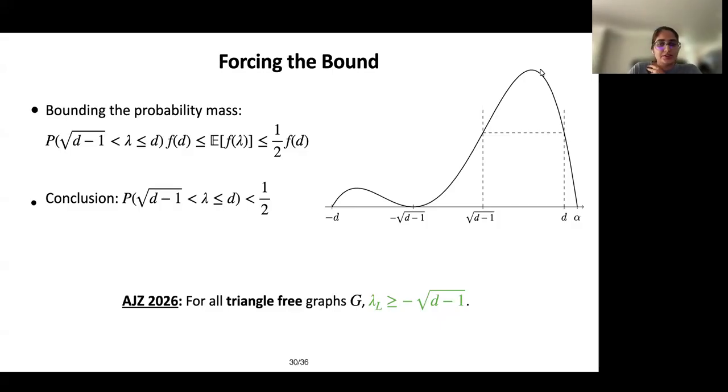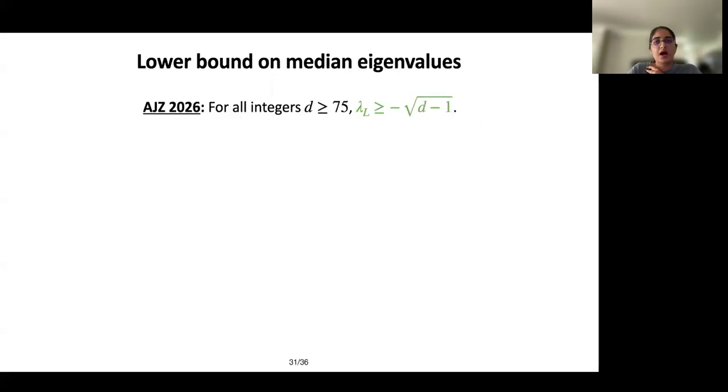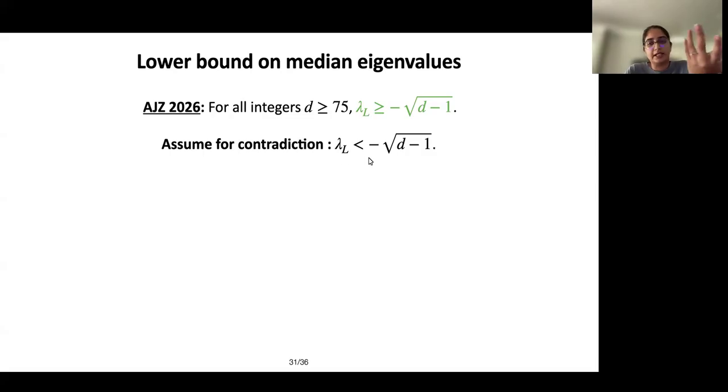Okay. So moving forward, now let us talk about the lower bound on my median eigenvalues. Here I want to show that whenever my integer d is greater than or equal to 75, λ_L is greater than or equal to −√(d−1). The proof here is a little different because we start with the assumption, for contradiction, that λ_L is strictly less than −√(d−1).